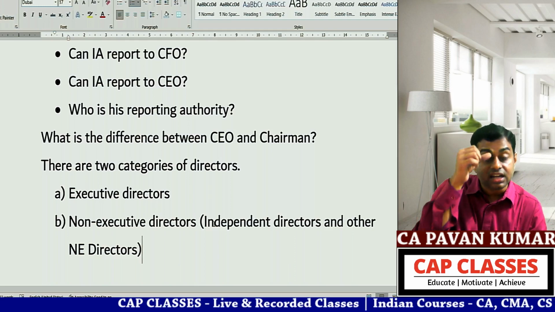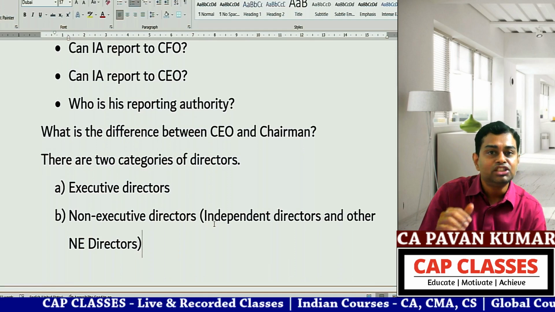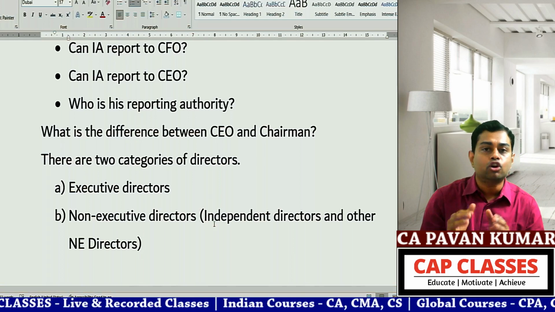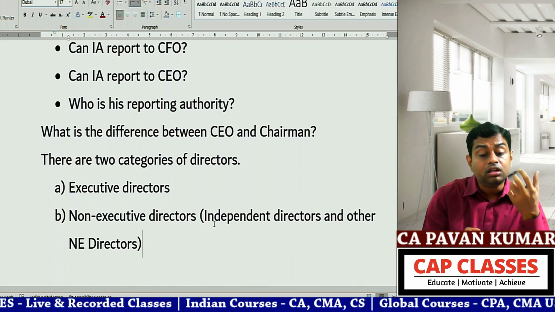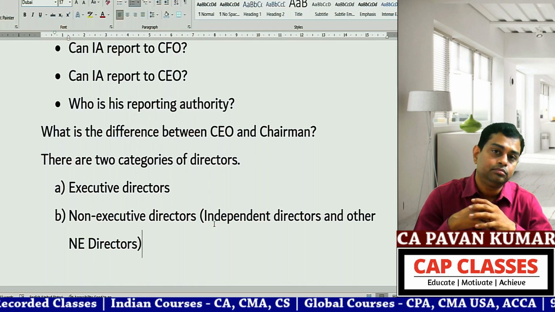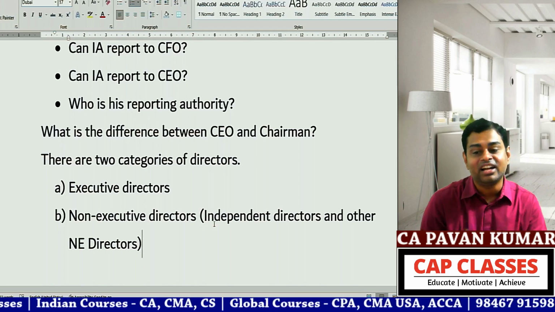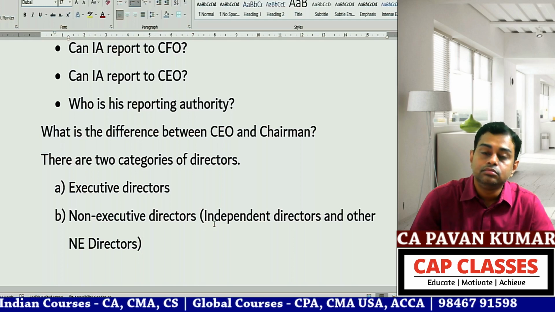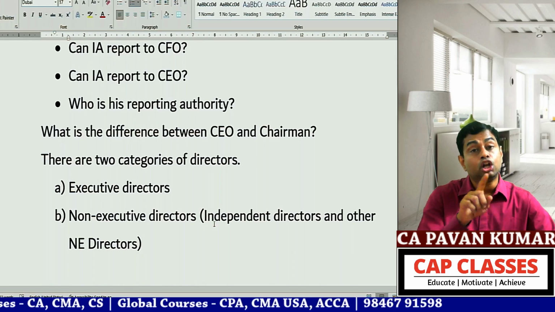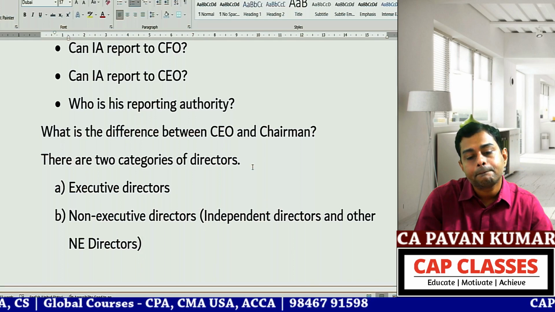For example, in Reliance Industries, Neeta Ambani is not an executive director. That means she will not go daily to office from 9 o'clock in the morning till 5 in the evening. She doesn't work. She is not in whole-time employment, or she is not even responsible for execution of something. So she is a non-executive director, but she is not independent. Why? Because of the promoter group, no? A relative of the chairman. So she cannot be independent, but she is a non-independent, non-executive director. You understand?